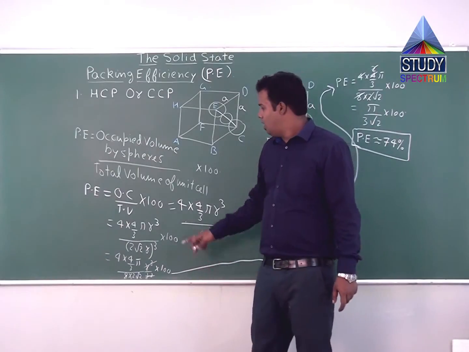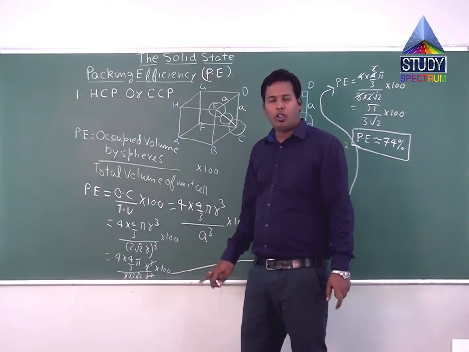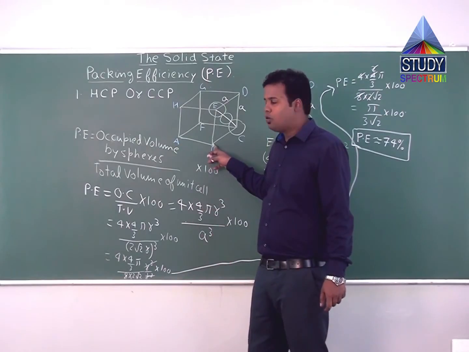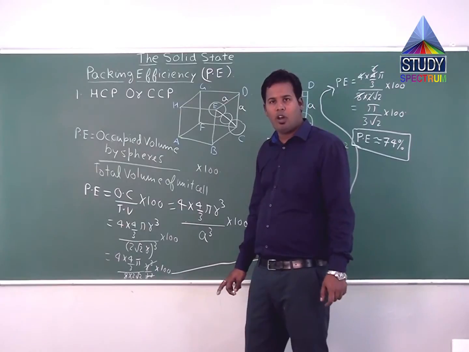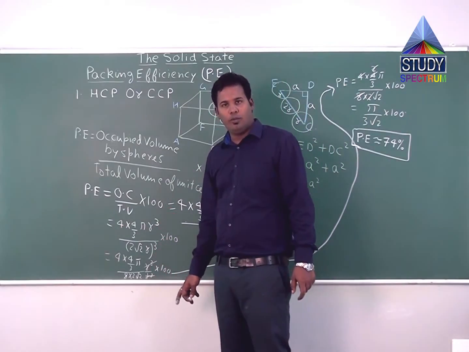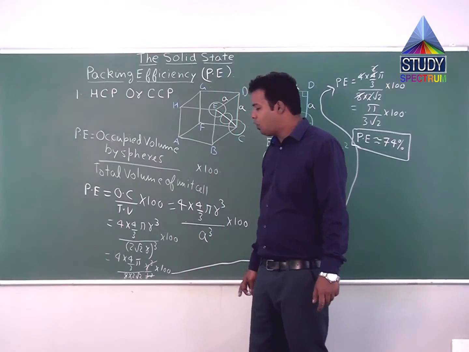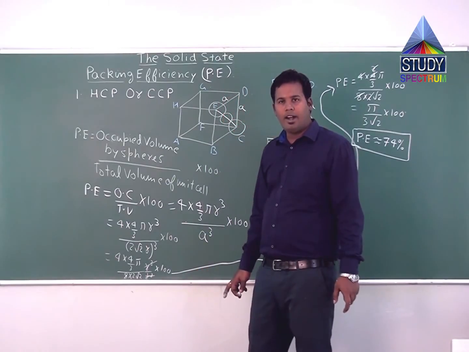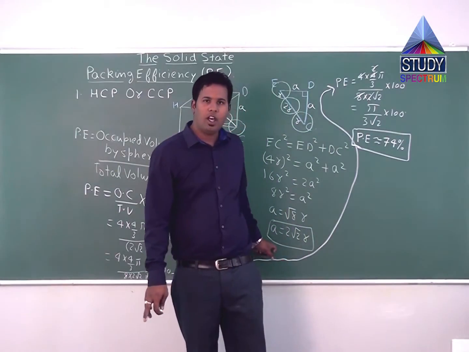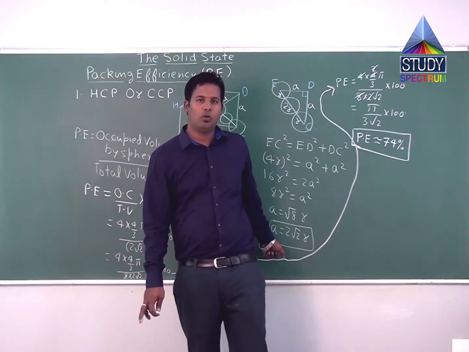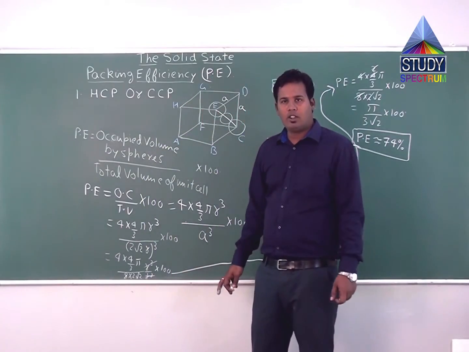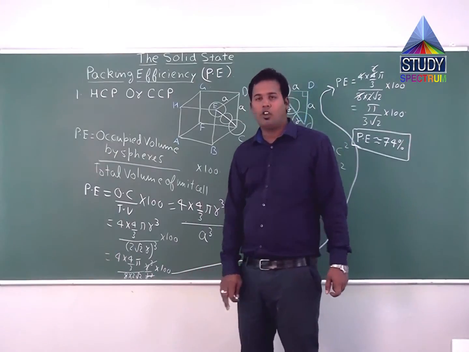And the denominator is the total volume of the unit cell. Since this unit cell is in the form of a cube whose edge length is represented by small a, the volume of this cube becomes a cube. Now, since we have two types of variables in the numerator and denominator, that is r and a, we need a relation between a and r, which is a is equal to 2 root 2 r. So if I substitute 2 root 2 r in place of a, the denominator becomes the cube of 2 root 2 r.